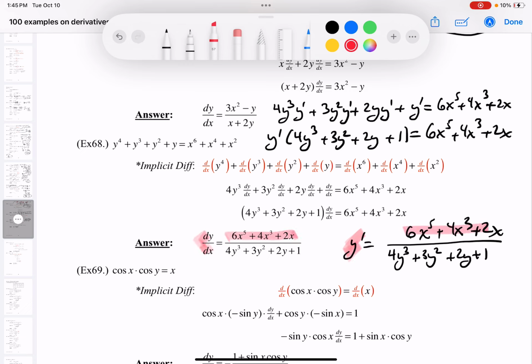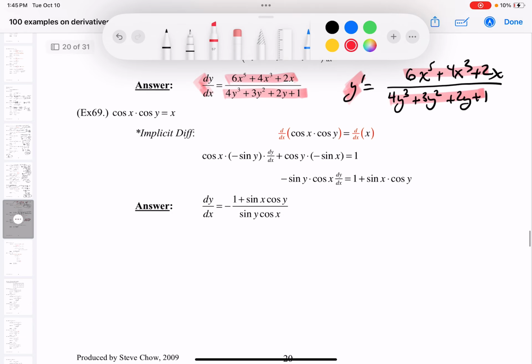6x^5, 4x cubed plus 2x, 4y cubed plus 3y squared plus 2y plus 1. We did okay. Let's do this one over here, and I'm going to go one step at a time, so to speak. Sorry about that. It's actually cosine of x times cosine of y is equal to x. Well, yeah, I got some problems over here.